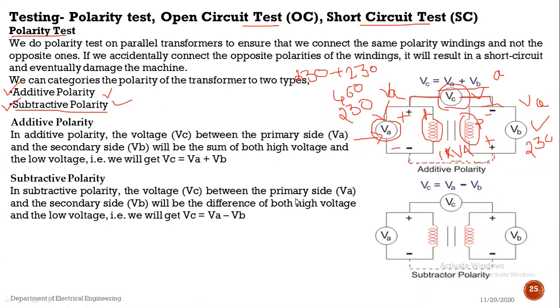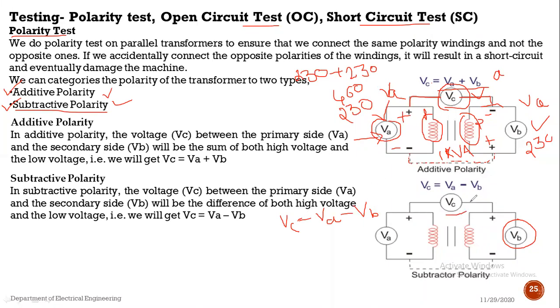Now, if there is a subtractive polarity, then the voltage read by voltmeter VC is the difference between these two voltages. That is, the difference between the primary winding voltage and the secondary winding voltage, that means between the high voltage winding and the low voltage winding. That is, VC is equal to VA minus VB.